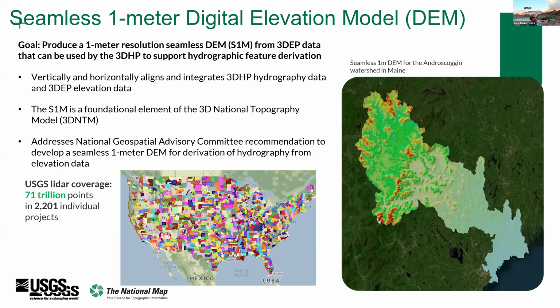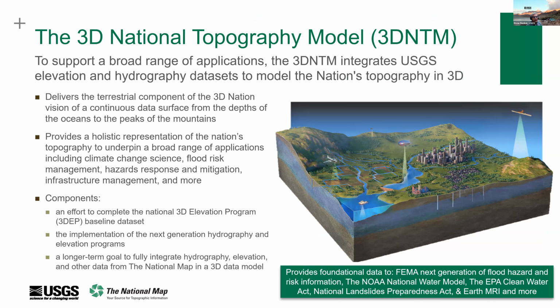So that brings us now to the 3D National Topography Model. It integrates USGS elevation and hydrography datasets to model the nation's topography in 3D: on land, underwater, and near shore as well, although that's more of NOAA's contribution. So it merges the terrestrial component with the bathymetric and near shore data. It is going to be a seamless terrain model.